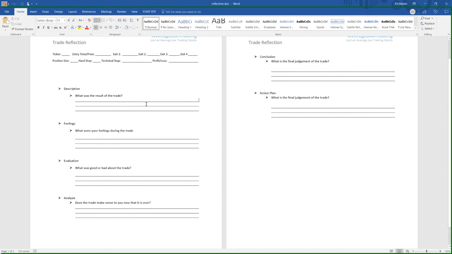Okay, what was the result of the trade? The result was I stopped out. I was stopped out by my max loss stop, or I could say it hit my max loss stop and took me out of the trade. However you want to write that. It's just as simple as that. You're writing what the result was.